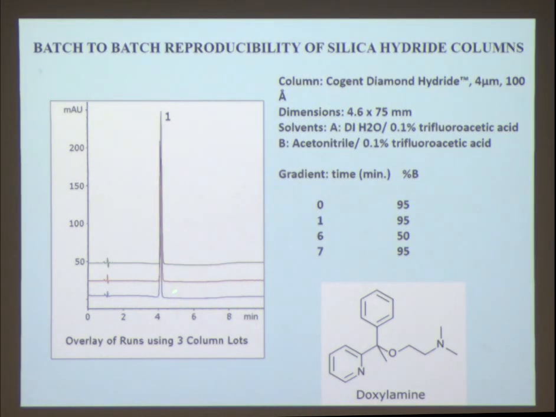So here's 3 column batches of the same analysis. This is the diamine hydrochloride, and this is the compound doxylamine. So you can see pretty much all 3 are lying right on top of each other. So this material can be made reproducibly.